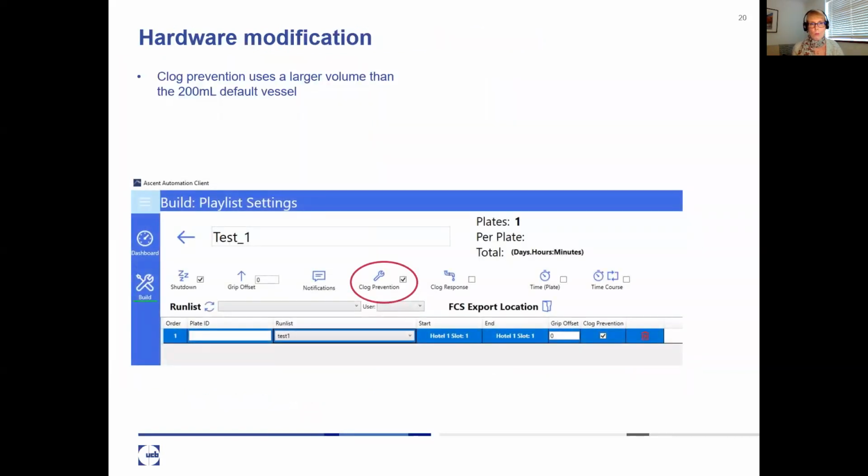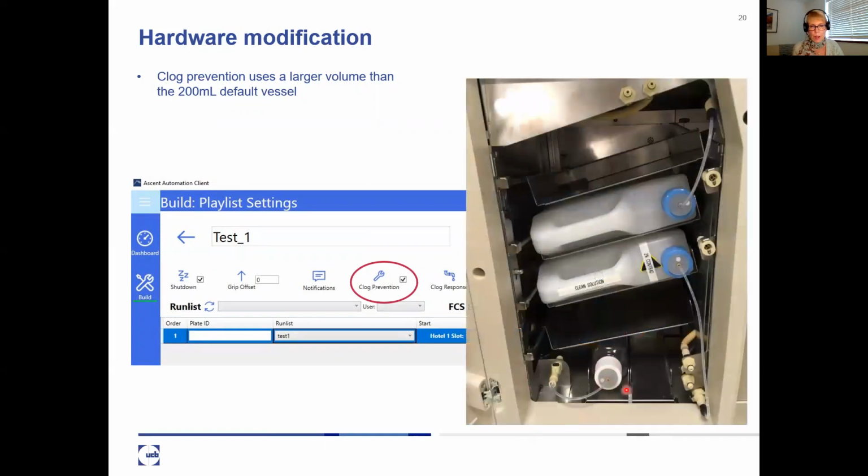So we have had one hardware modification. One of the options offered by this platform is the ability to prevent clogs by performing these cleaning washes using 2% Contrad between plates. When running multiple plates, the existing reservoir, which is about 250 mils, is not large enough.